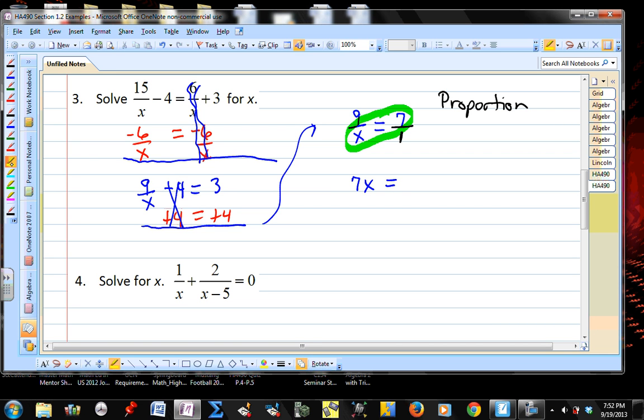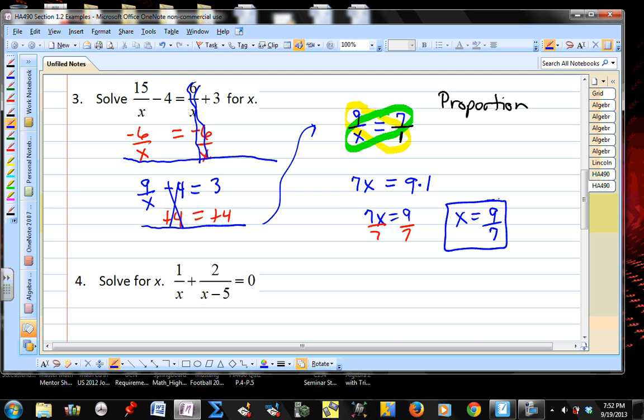Now, let's multiply on the other diagonal. 9 times 1, that's going to make 9 times 1. Again, we don't often write times 1, but we're just showing our thoughts. So if you have 7x equals 9, we'll divide both sides by 7, trying to get x by itself, and we'll get x equals 9/7.